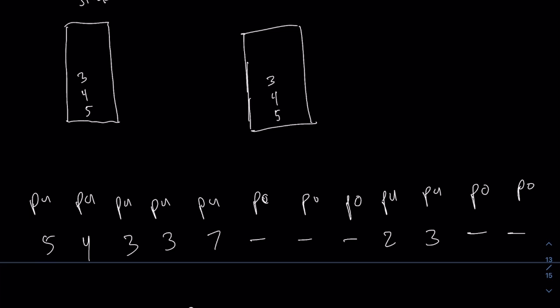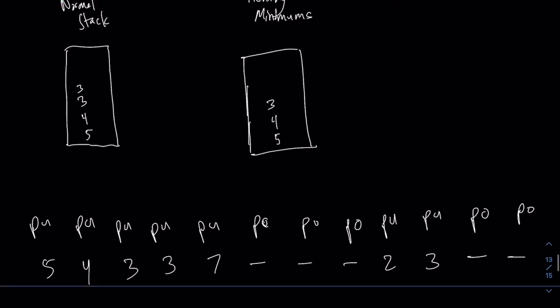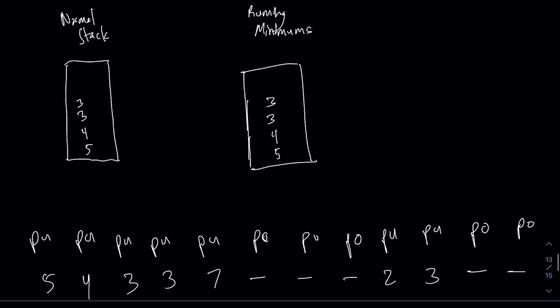So we just keep on going, and then we push 3 again. We keep on going. Is 3 a running minimum? Well, 3 is equal to 3 here, but 3 is still a running minimum, right? We can think about it this way. If we were to later on have to delete this 3, after we add this 3, we would need to know that the minimum in our stack is still 3.